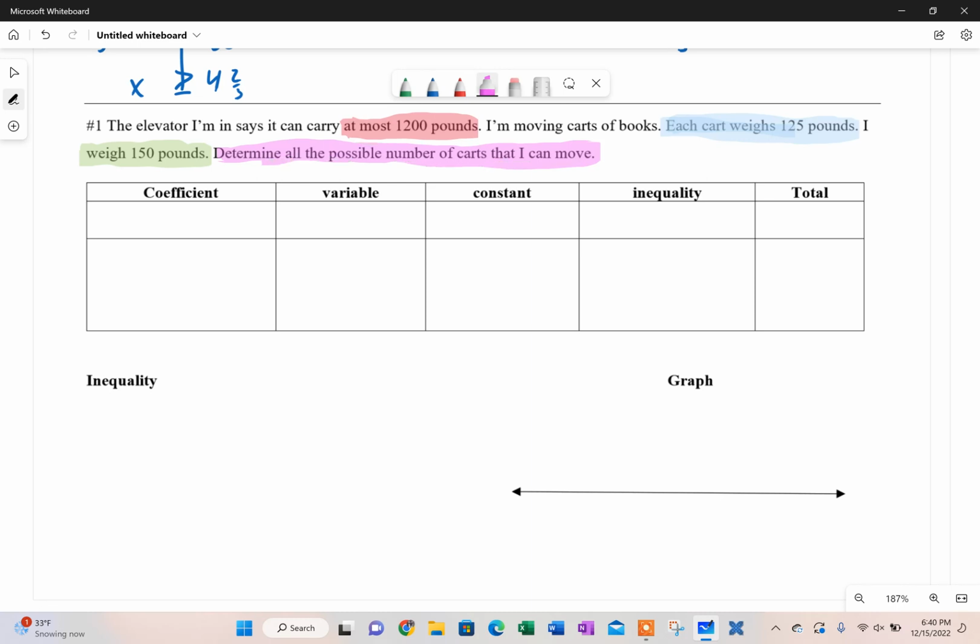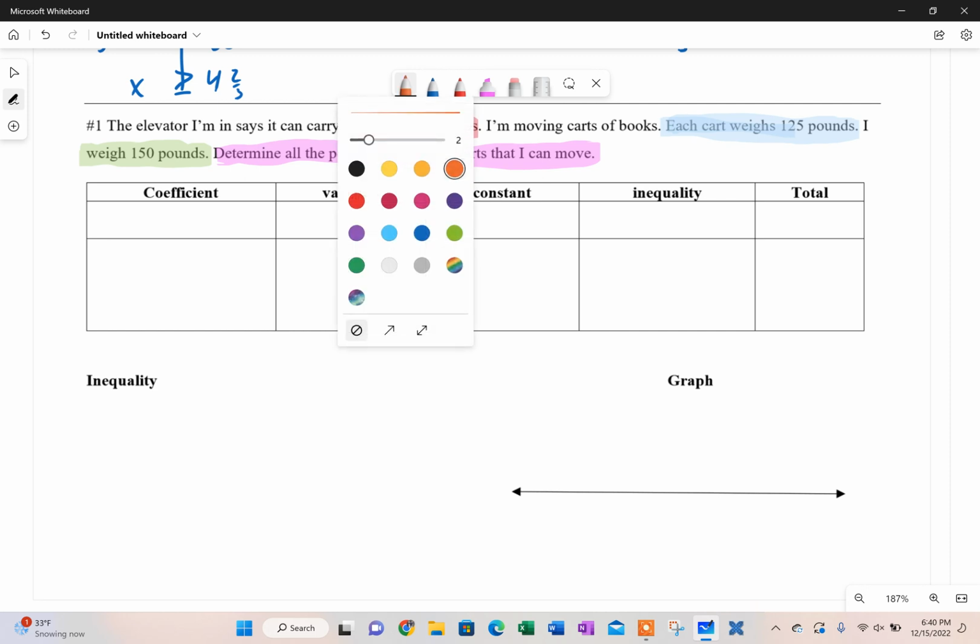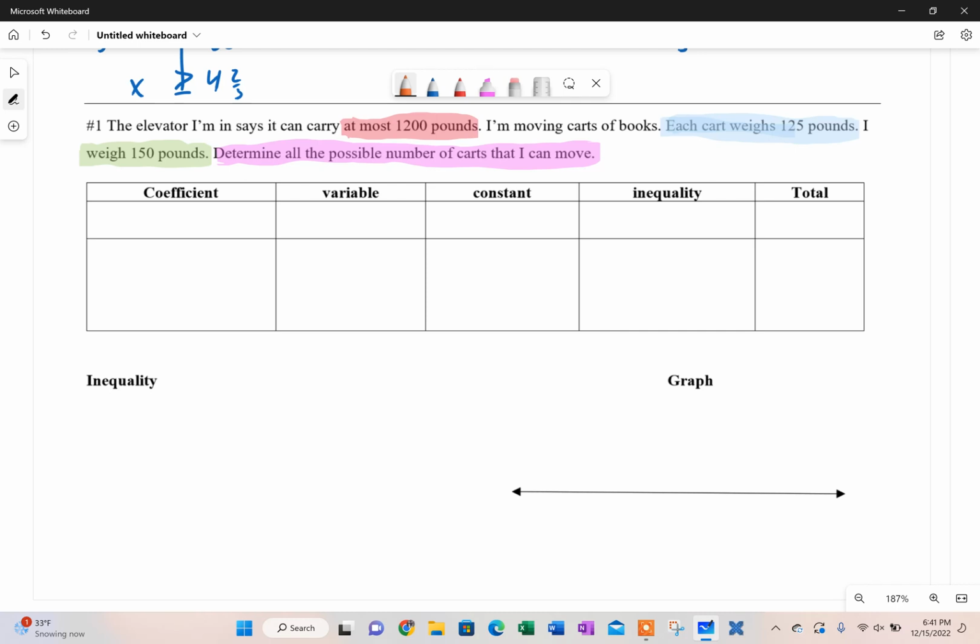All right? So, I like working from the back. So, maybe I also like working in orange. So, let's start from the back. I'm in an elevator and it can carry at most 1,200 pounds. So, that's my max weight. Because it's at most, that means I can carry 1,200, but I can't carry any more. So my answer is going to have to be less than or equal to.